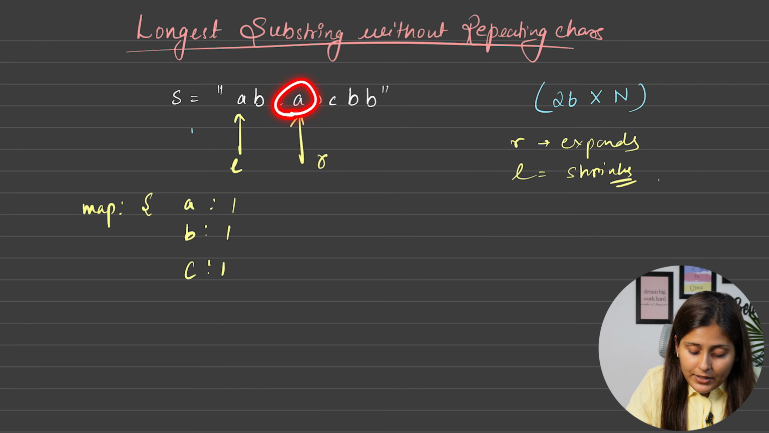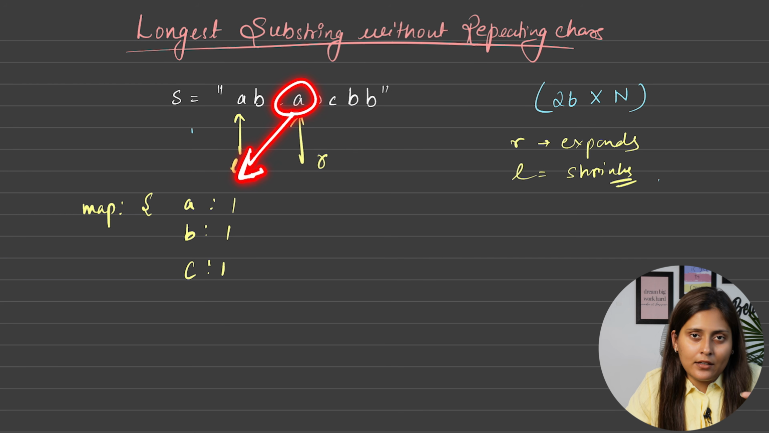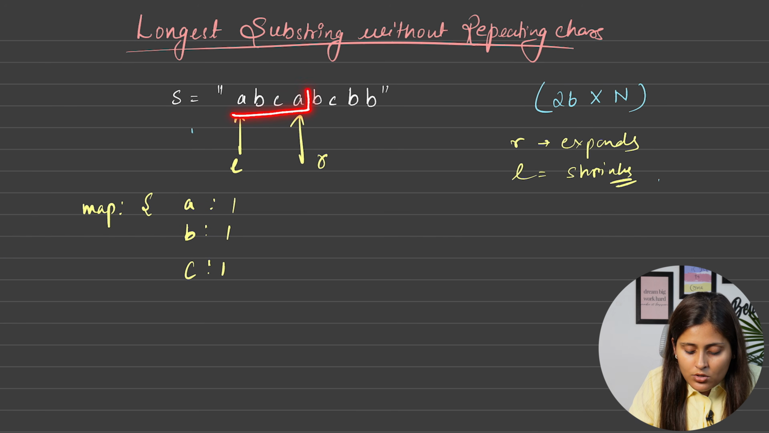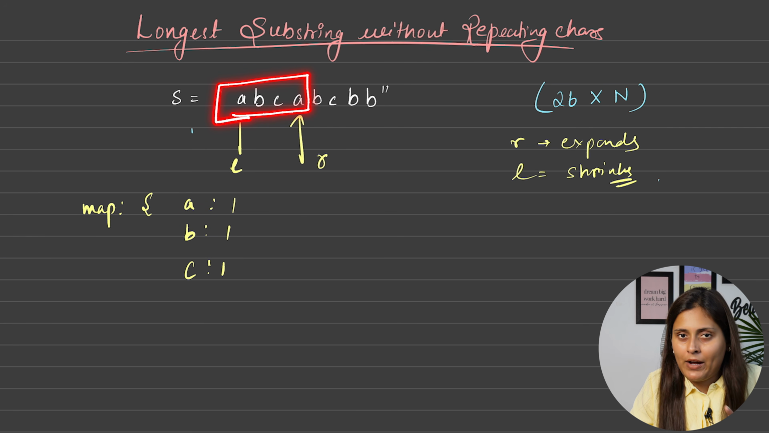Now, when we check in the map whether the character is present or not, it takes O(1) time complexity in the best case or average case, not in the worst case. I hope you know the reason behind it. In the worst case it will take O(n), let's suppose. So A is already there, hence this much is not a valid length.